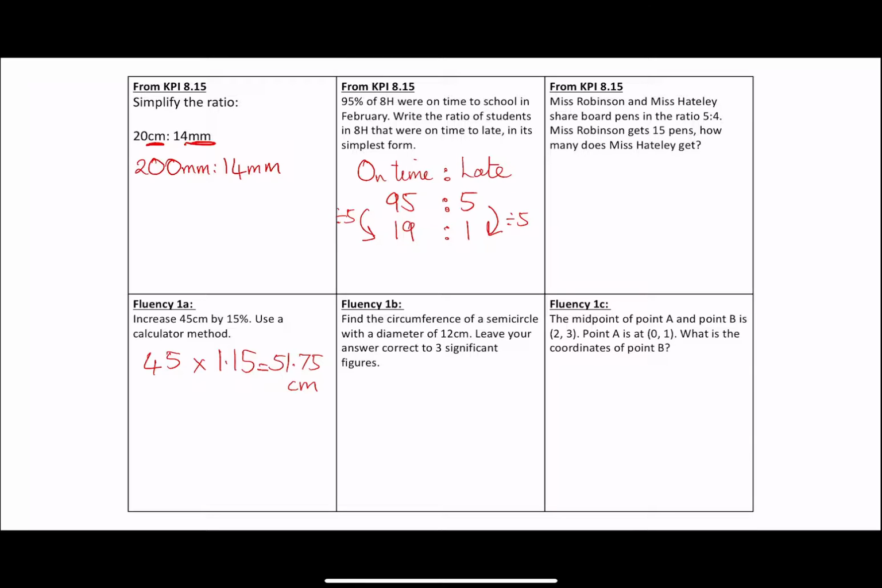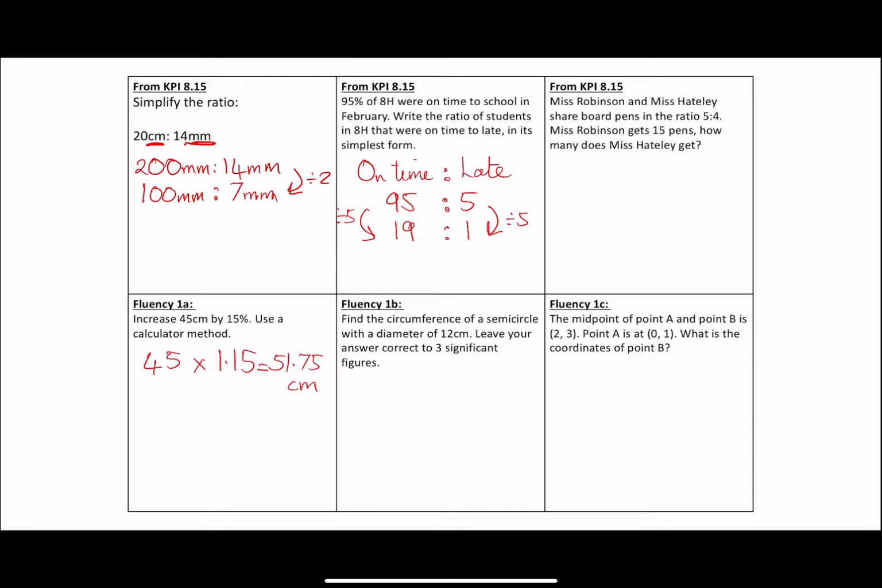So when I want to simplify this down, the highest common factor between 14 and 200 is actually just 2. I'm going to divide both sides by 2. That's going to give me 7 millimetres. Divided by 2 on this side, 100 millimetres. 7's a prime number, so I know I can't go any further than that.